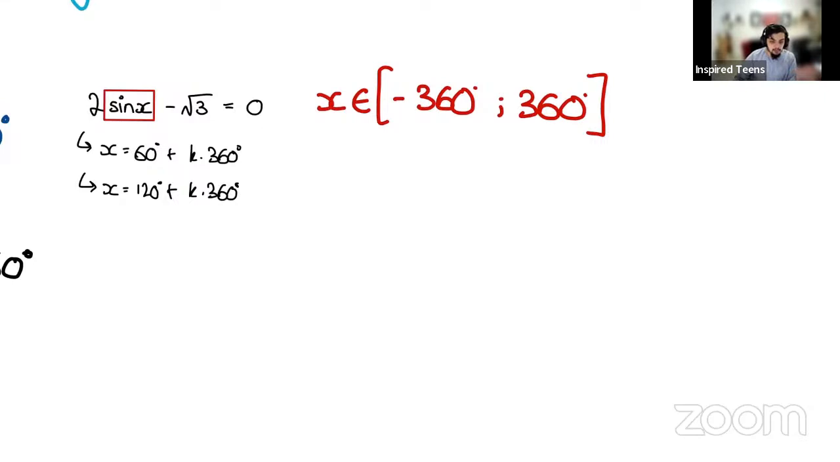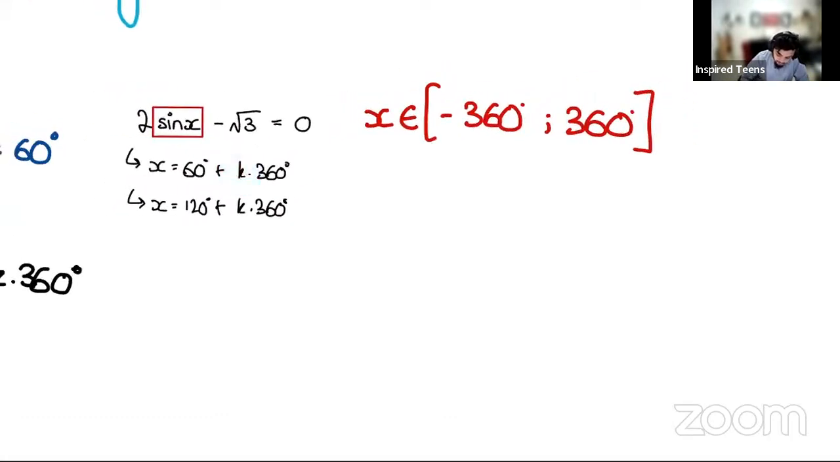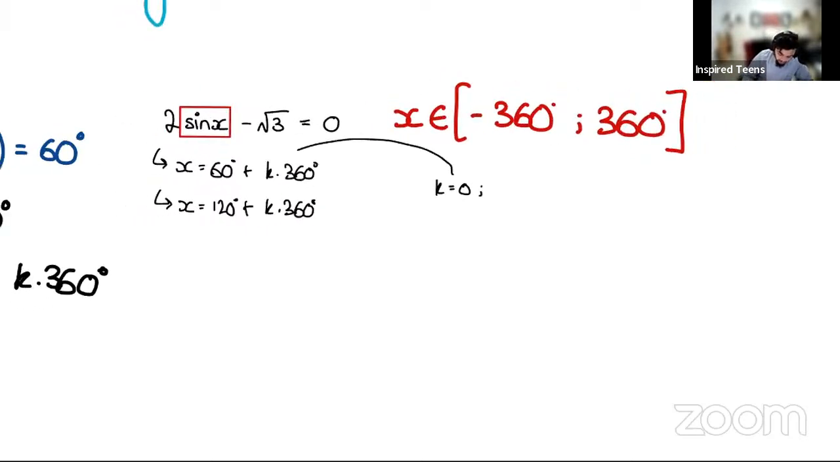Okay, so that's simple. What we do every time is we take our general solutions and plug in specific values for k, and we try to find the corresponding x values that fit within that interval. So we always start off with 0. We plug in k is equal to 0. Then we take 0 and substitute it into each equation and see what we get for x.